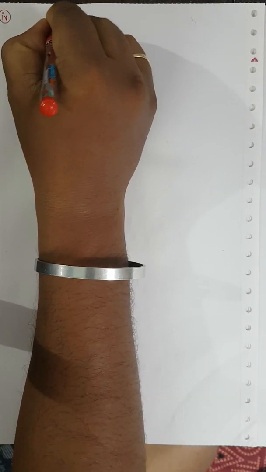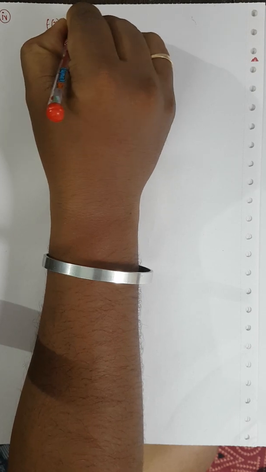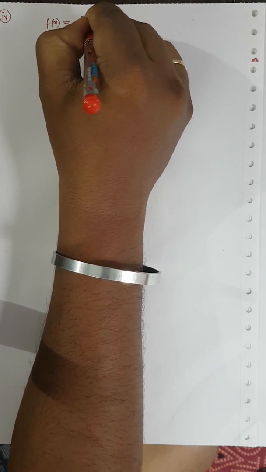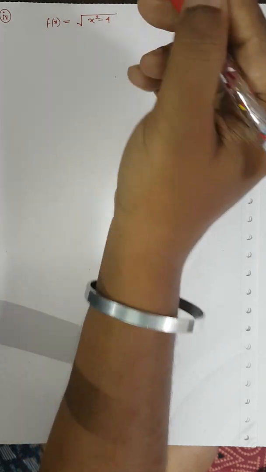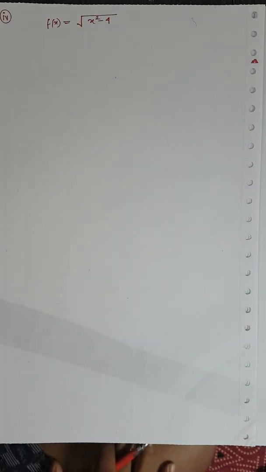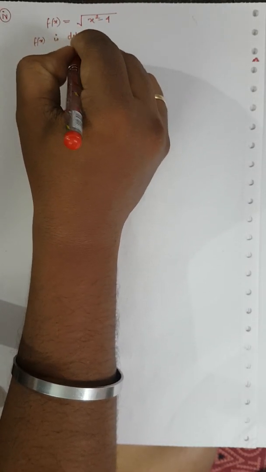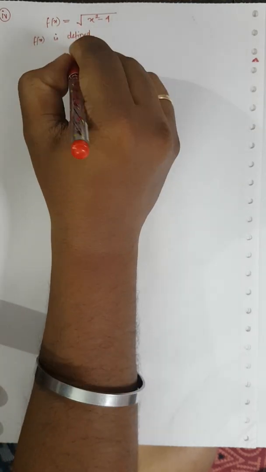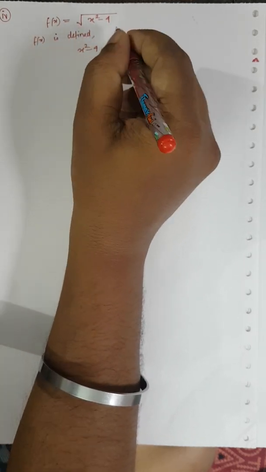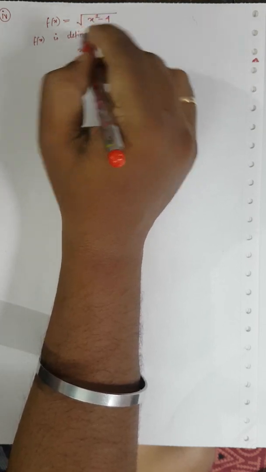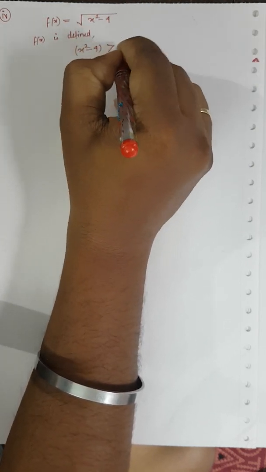Now it is the fourth function. f of x is equal to square root of x square minus 4. Now you have to find its domain. What is domain? The set of values of x for which y is defined. Now clearly you can say f of x is defined when x square minus 4, the number inside the square root, is always positive or equal to 0.